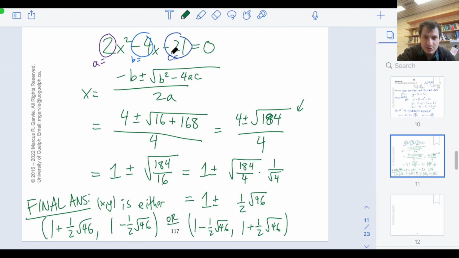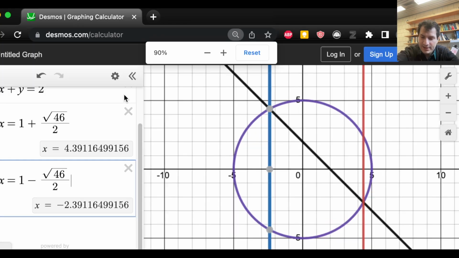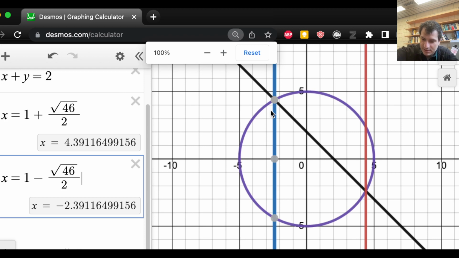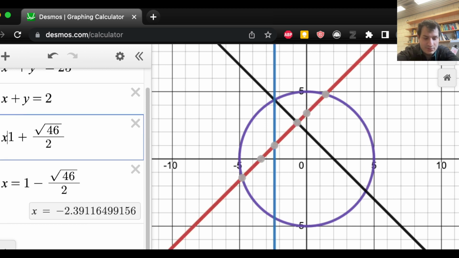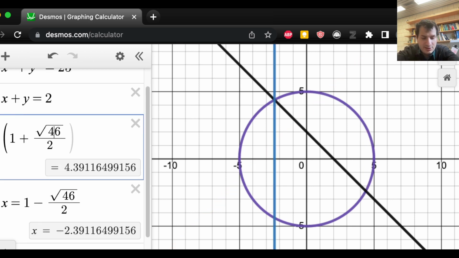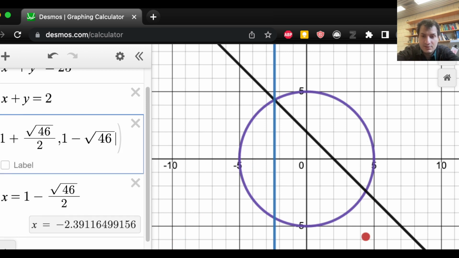And as always, we can check in Desmos and make sure we got it right. So this is what we had in class. We had the two x values, 1 plus square root of 46 divided by 2, and 1 minus square root of 46 divided by 2. And to get the y values, you can type it in as an xy pair over here: 1 plus the square root of 46 divided by 2, 1 minus the square root of 46 divided by 2.